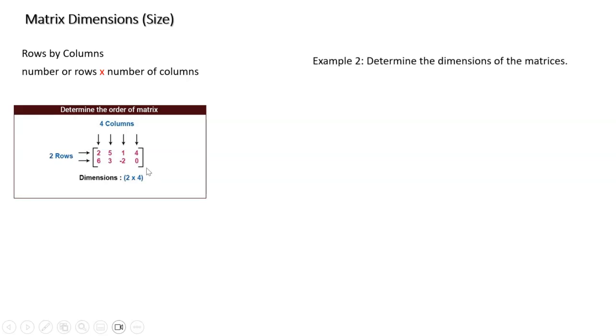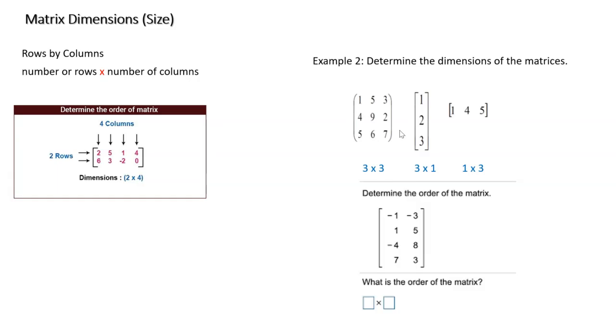Example 2. Determine the dimension of the matrices. For this first matrix on the left, it's going to be a 3 by 3, because we have 3 rows, 1, 2, 3, and 3 columns. So it's a 3 by 3 matrix. The matrix in the middle is going to be a 3 by 1 because we have 3 rows and 1 column. And the matrix on the far right, we have 1 row and 3 columns, so it's going to be a 1 by 3. This is how you figure the size of a matrix. And this is crucial, guys, when you add, subtract, or multiply matrices.